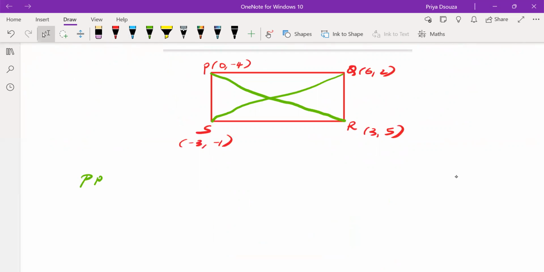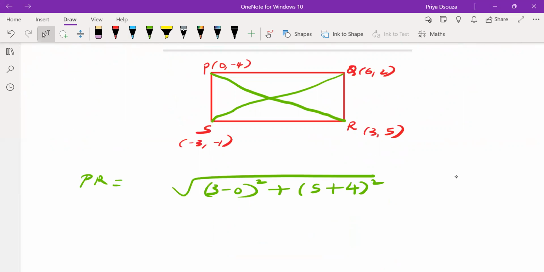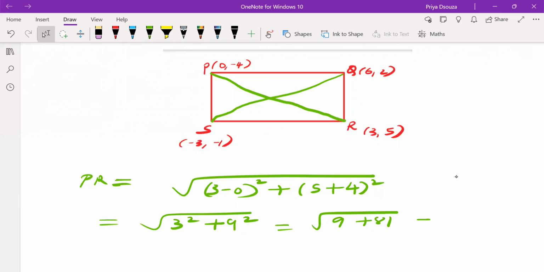What is PR? PR, applying distance formula, will be 3 minus 0 the whole square plus 5 minus of minus 4, which is 5 plus 4, the whole square, isn't it? So what will it be? 3 square plus 9 square. 3 square is 9, 9 square is 81. 81 plus 9 is root of 90. That is root of 9 into 10. Because 9 is a perfect square, I'll express it this manner. So it's 3 root 10 units.